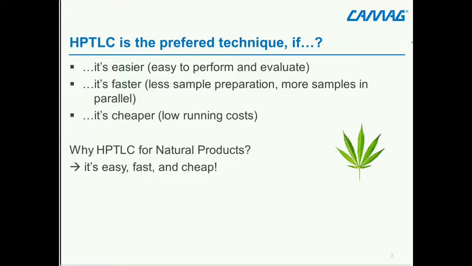So now about some general aspects. HPTLC is the preferred technique for natural product testing if either it's easy to perform and easy to evaluate, or if it's faster, if you have less sample preparation, or if you can run a lot of samples in parallel, and if it's cheaper, so if you have low running costs. So in natural products, HPTLC is all of those aspects. It's easy, fast and cheap.